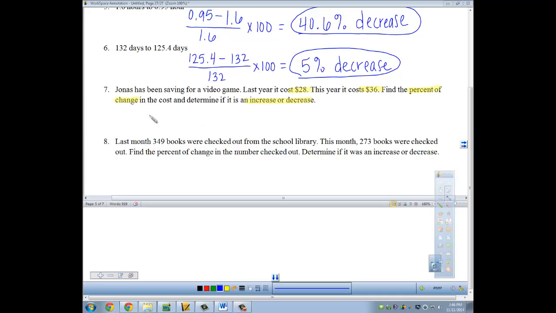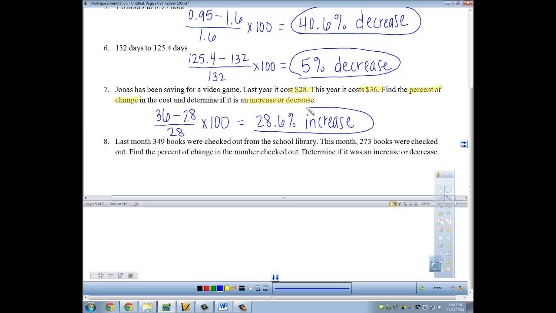Our second number was 36, which with story problems, it's really important to know that that's also the final amount. So it's the most recent amount that the game cost. So 36 minus what the game originally was, 28, divided by 28 times 100. So 36 minus 28 divided by 28 times 100, we are going to get about 28.6%. And as we said, it's going to be an increase because it went up in price, and also because it was a positive answer.